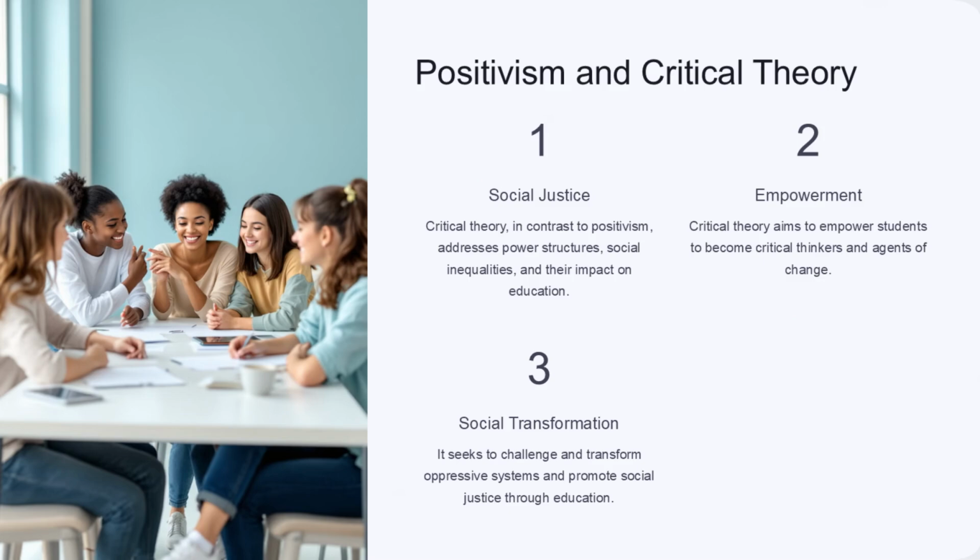Critical theory is an approach that challenges traditional positivist views in education. It focuses on power structures, social inequalities, and how these impact the educational system. The goal is to empower students to become critical thinkers and agents of social change. Critical theory seeks to transform oppressive systems and promote social justice through education. This is in contrast to the positivist approach, which aims for objectivity and neutrality in education.